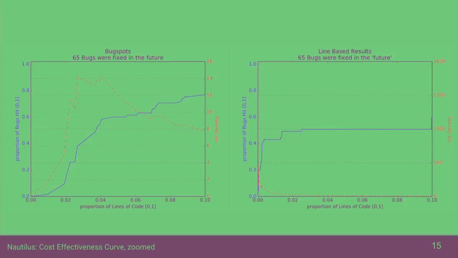So for using this, you can also see the scale on the right side. For Bugspots, we have a ratio of 16% of bugs found per percent line of code, and for Linespots we have 2,000% bugs found per line of code, which is pretty awesome.